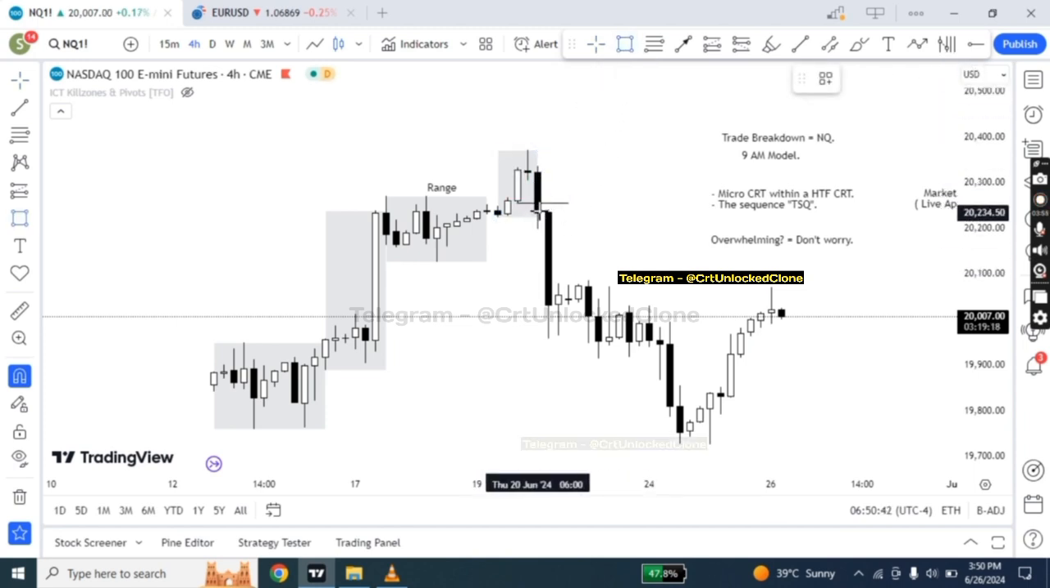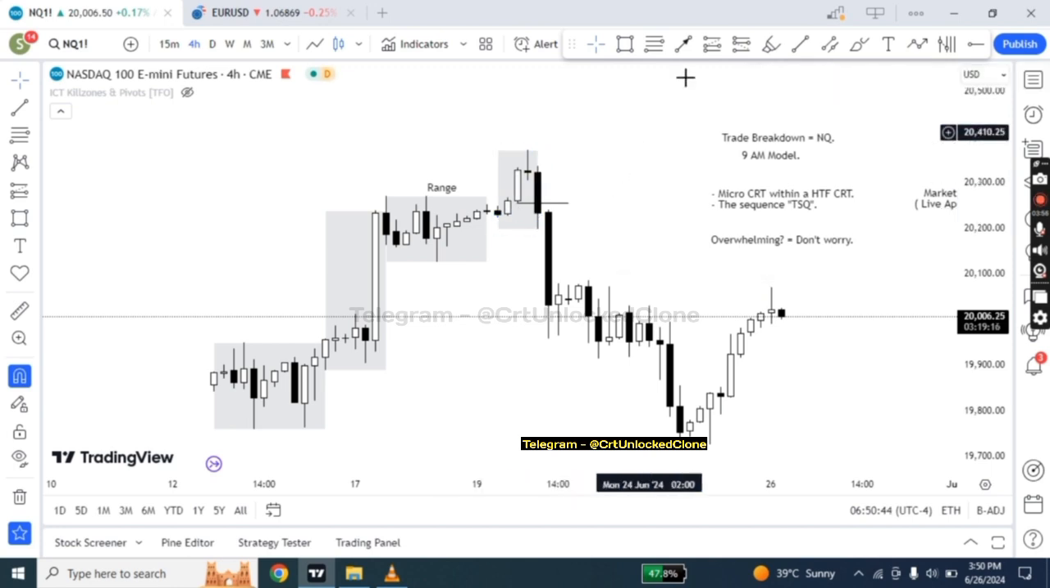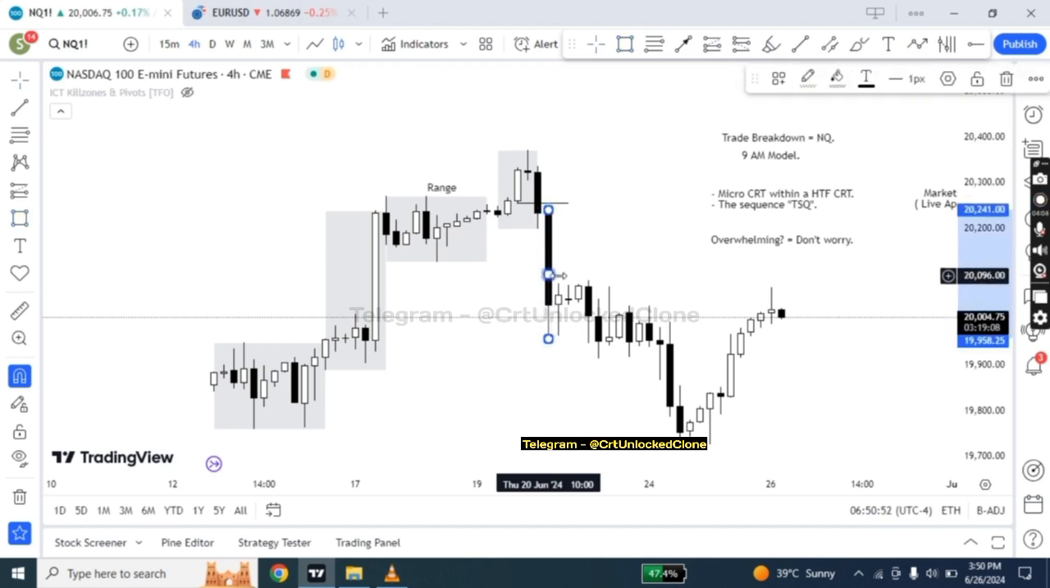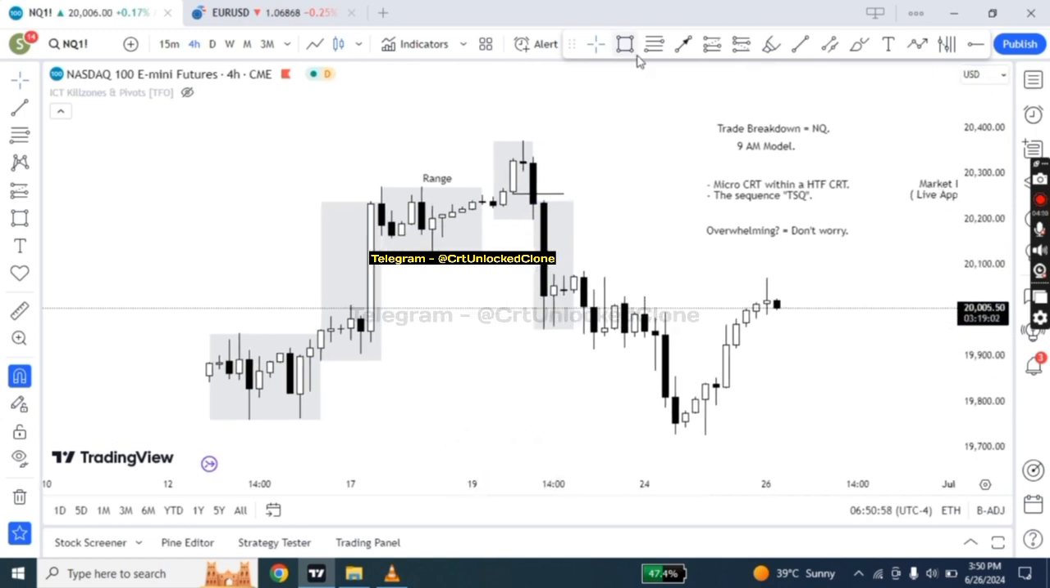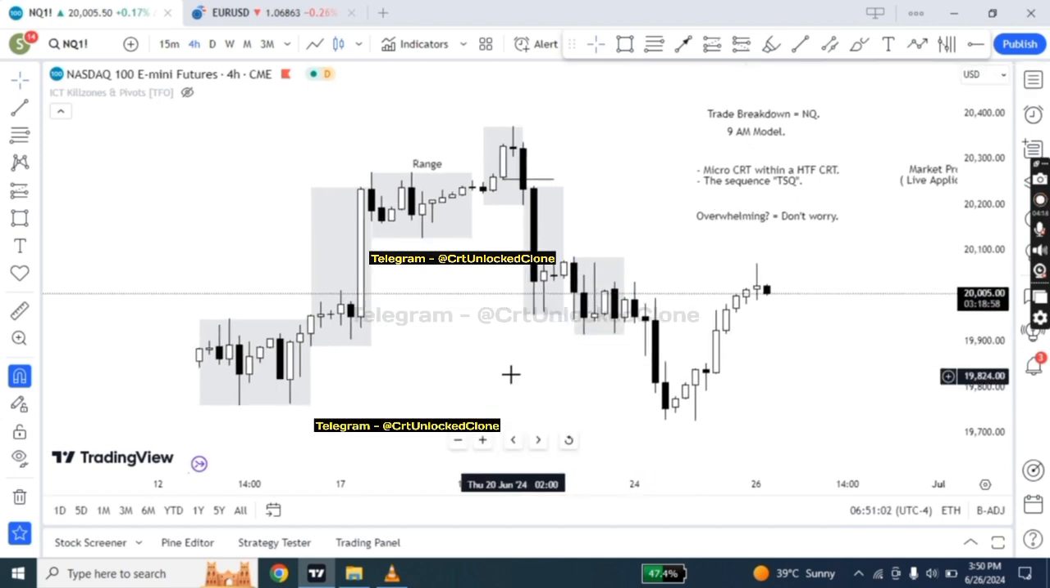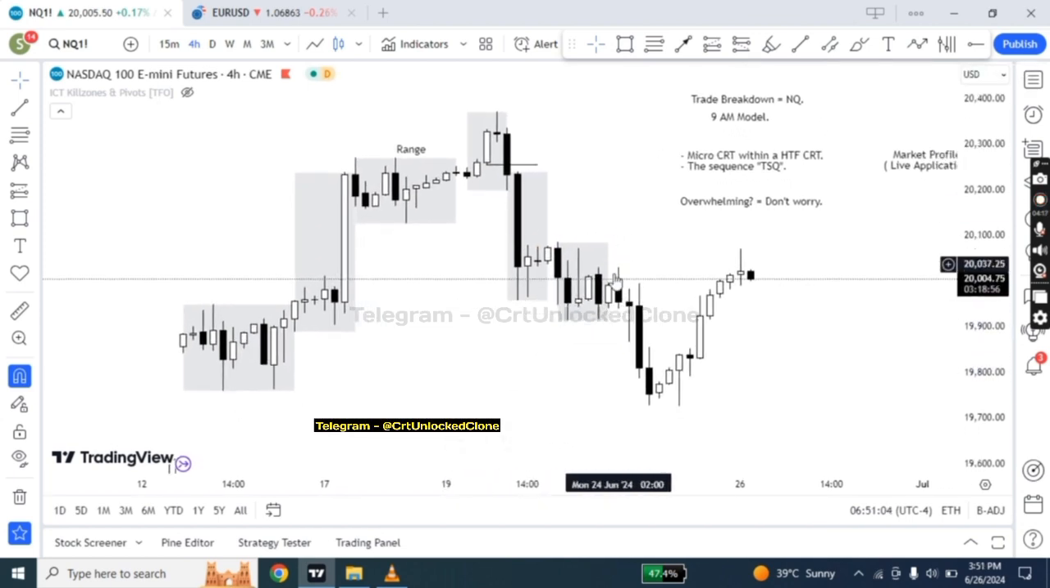Once a manipulation profile ends, we know that we're going to have only one possible outcome after that, and the only possible outcome after a manipulation profile ends is an expansion, but not just a normal expansion, an expansion in the opposite direction. And you can see that we had that expansion here, and then after that expansion we had another ranging profile, and then after that ranging profile we had another expansion.